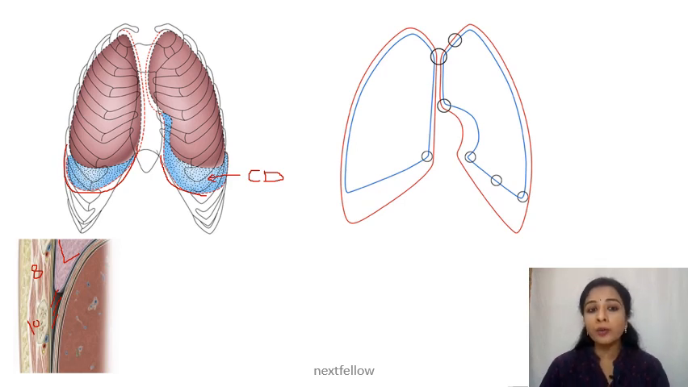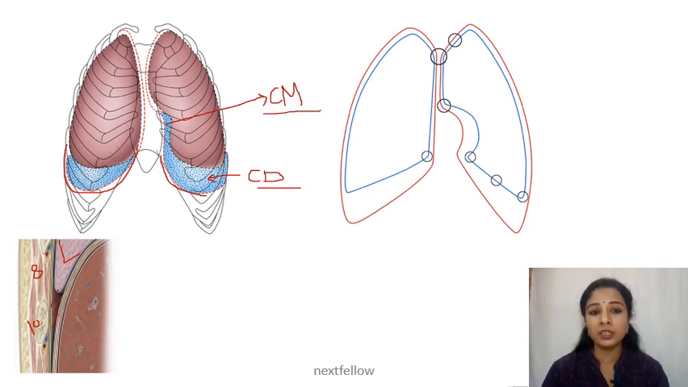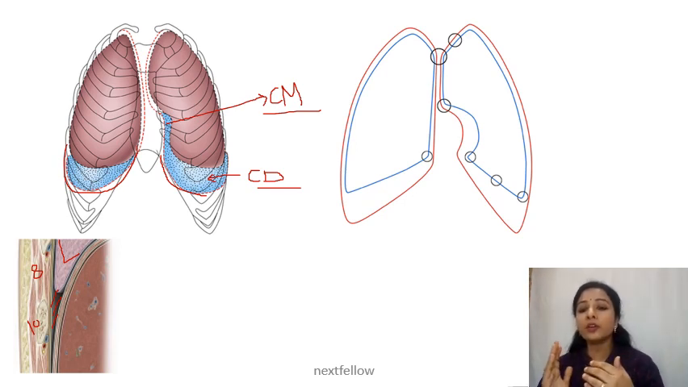Next, talking about one more recess, the mediastinal one. This is the costomediastinal recess. This is costodiaphragmatic, and this is costomediastinal. The costomediastinal recess is along the anterior border of the right and left lungs, where the costal pleura, the pleura along the ribs, gets reflected over the medial surface of the lung, called the mediastinal surface. So it is called the costomediastinal recess.